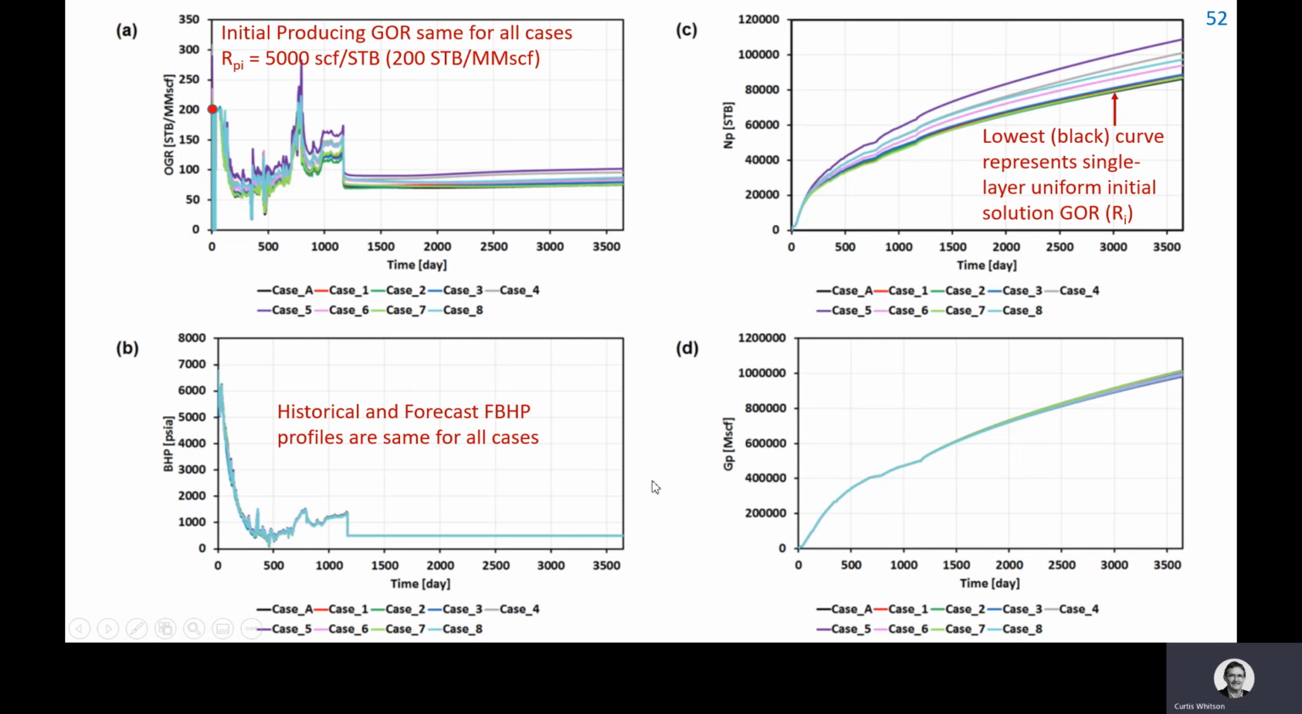So basically this summarizes the work that we've completed on the spatial distribution of fluid compositions and the effect on production performance. Thank you.